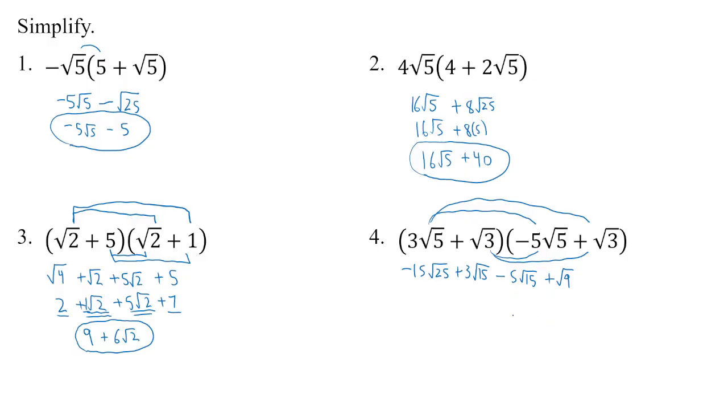We could take the square root of 25, which is 5, and we could take the square root of 9, which is 3. Negative 15 times 5 is negative 75.